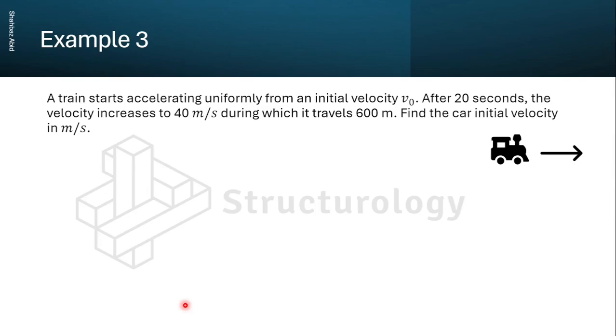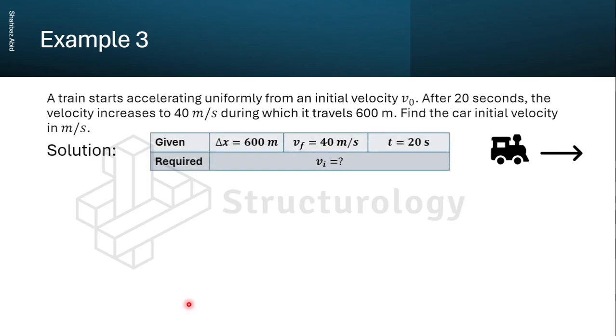Let's solve example 3. A train starts accelerating uniformly from an initial velocity v0. After 20 seconds, the velocity increases to 40 meters per second, during which it travels 600 meters. Find the initial velocity in meters per second. The given information is that the displacement is equal to 600 meters, the final velocity is equal to 40 meters per second, and time is equal to 20 seconds, and the required variable is initial velocity.